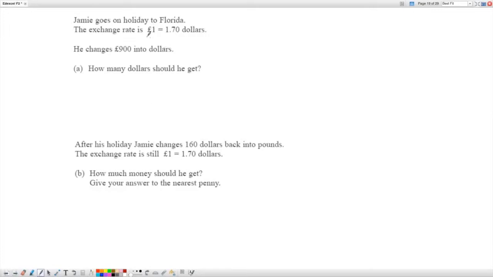Jamie goes on holiday to Florida. We're given an exchange rate here of £1 equal to $1.7. Firstly, he changes £900 into dollars. 900 multiplied by 1.7 gives us $1,530.